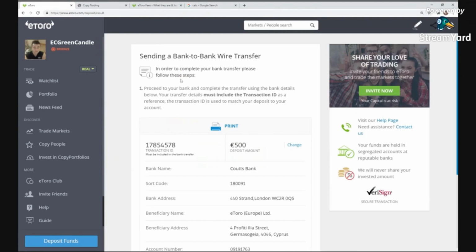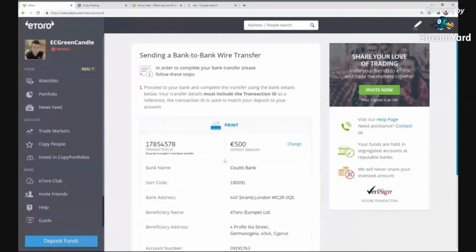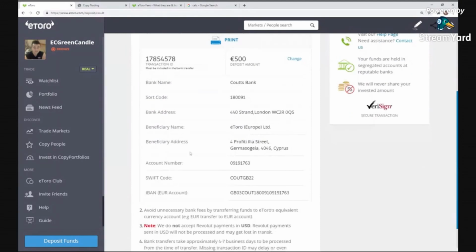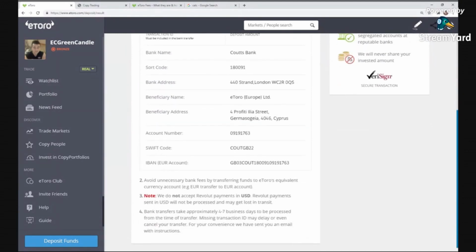Okay, so this is the information you get from eToro. You'll see the transaction ID, which you can print or take a screenshot and save. So you're depositing 500, and then you go to your bank account and you enter all these details in: the sort code, bank address, etc. And then you can save it on your bank account, so you only have to enter it once, and the IBAN number. And then it says to avoid unnecessary bank fees by transferring to eToro's equivalent currency account. For example, if you use euro, transfer into a euro account, keep it euro to euro.